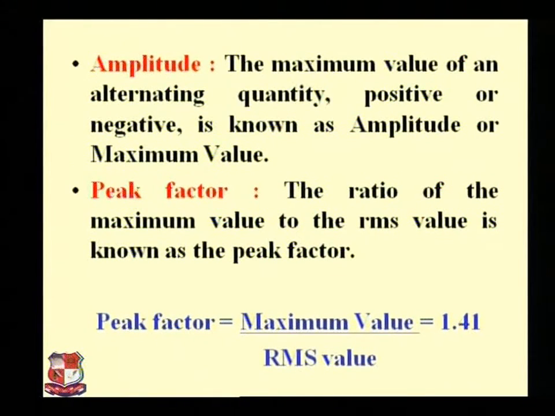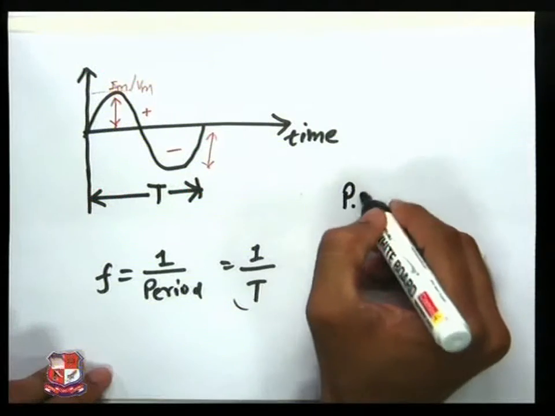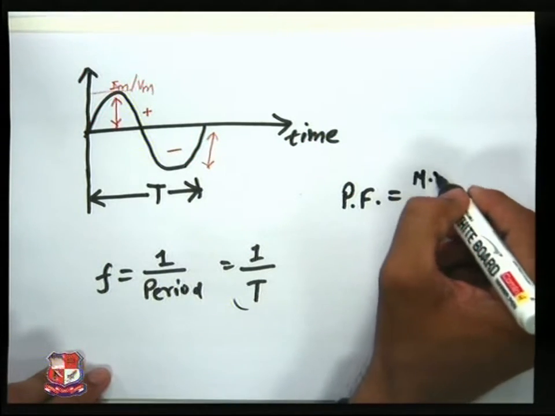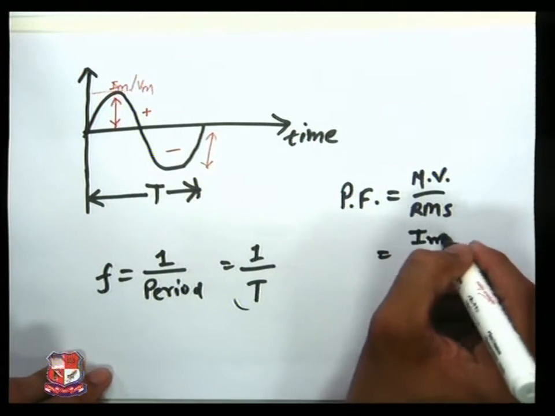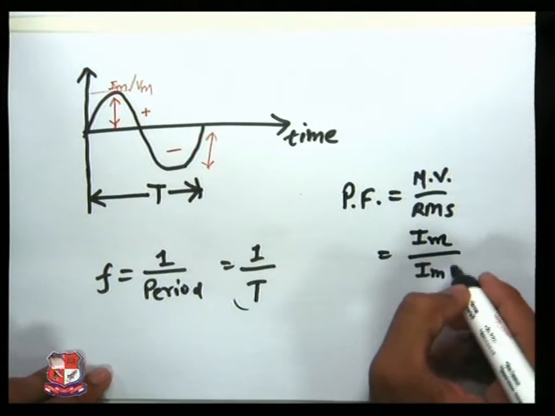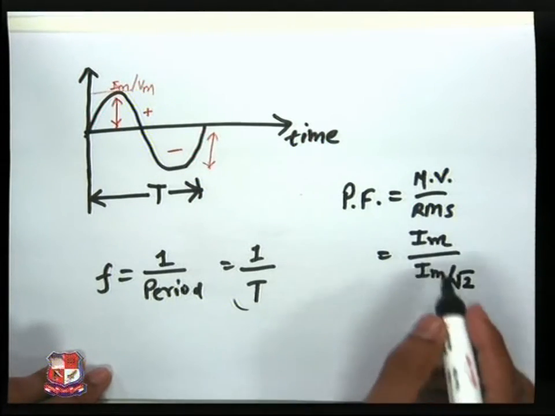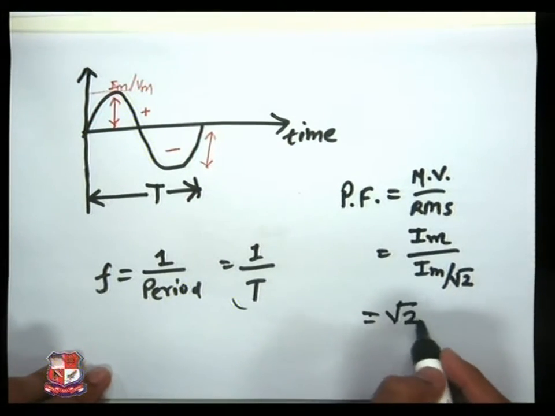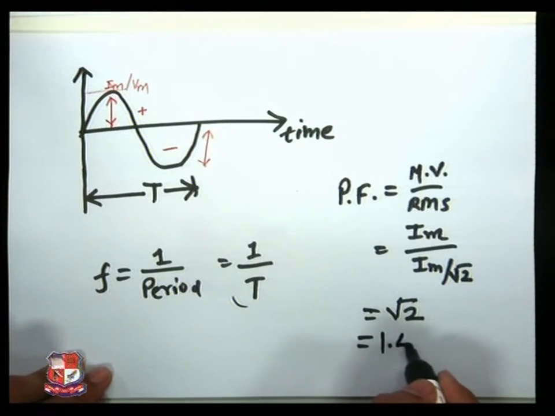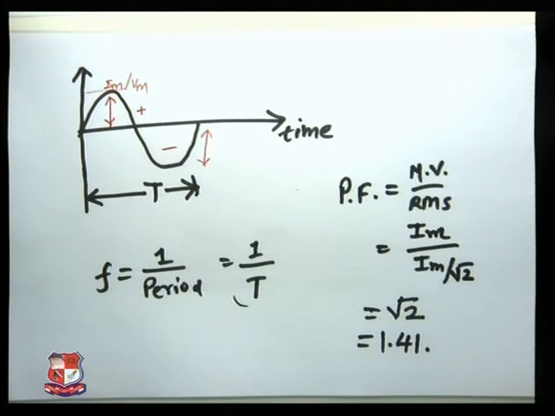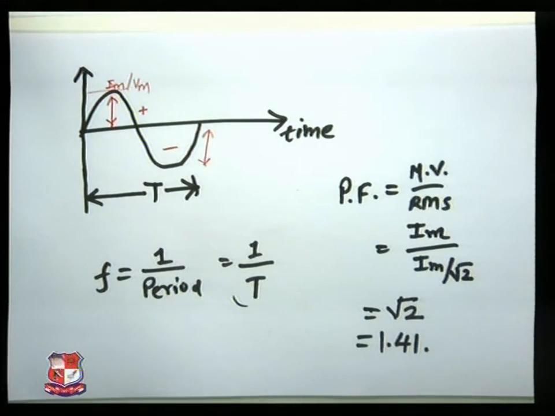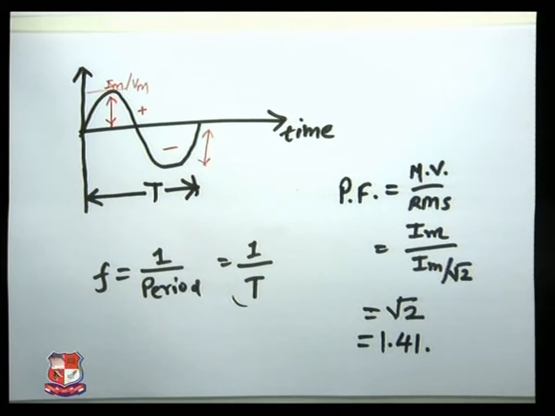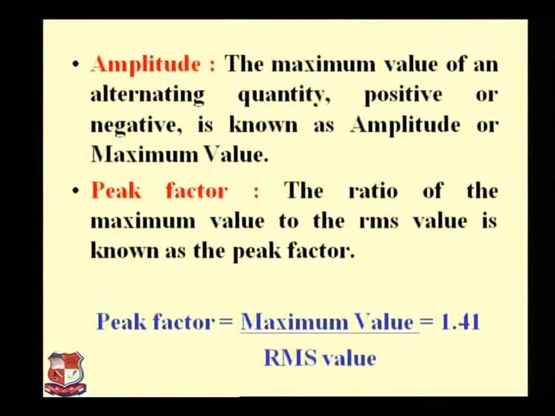See in the figure, peak factor is given by maximum value upon RMS value. So the maximum value of current is Im and the RMS value is Im upon root 2. So Im cancels, it gives root 2, and the value of root 2 is 1.41, and that's why we say the value of peak factor is 1.41 for sinusoidal current, as we saw in the PPT.